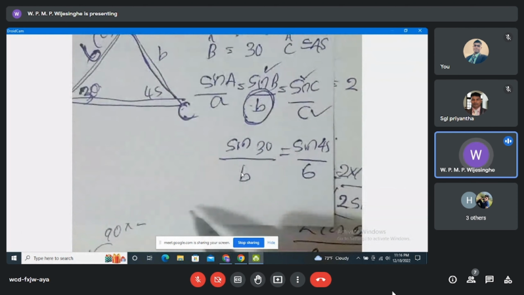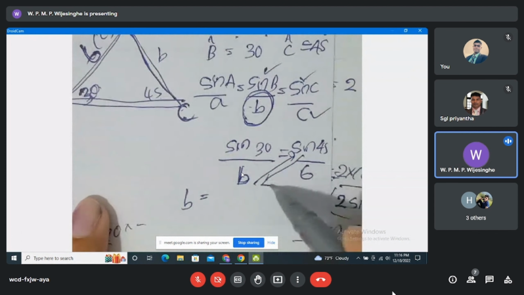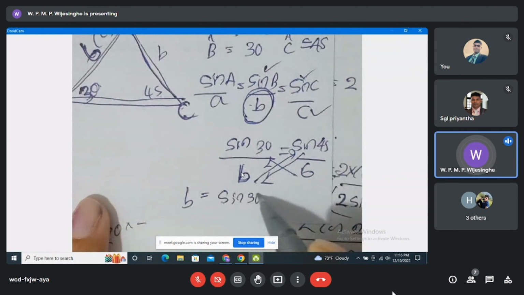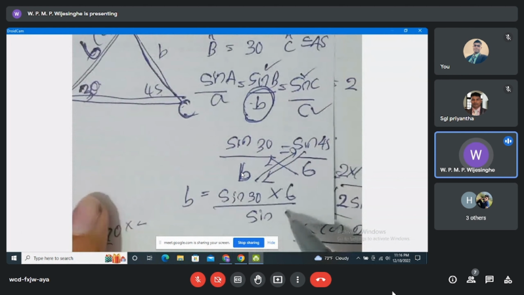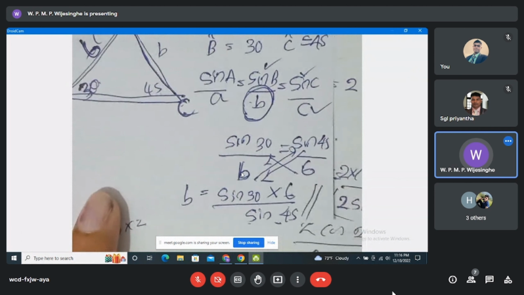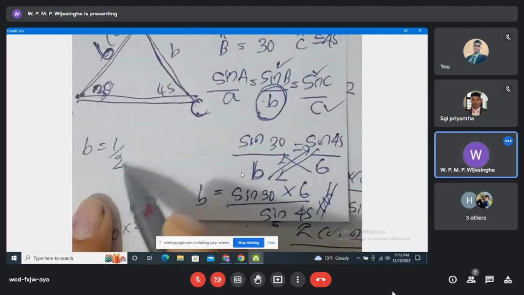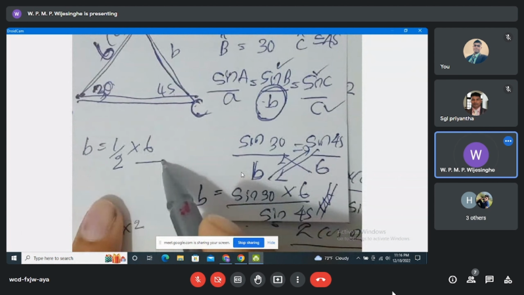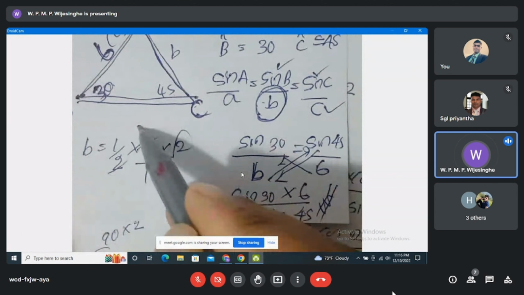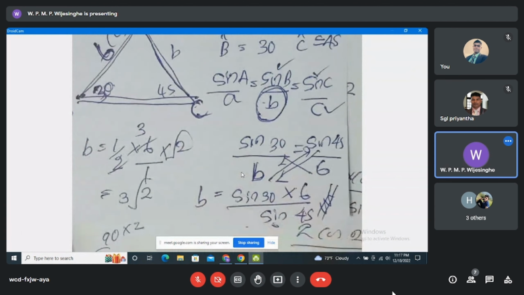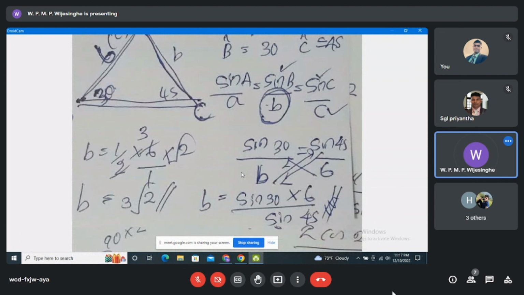Then simplify this and you can find b. Cross multiply: b equals sine 30 multiplied by 6, divided by sine 45. I think you remember sine 30 is half, times 6, and sine 45 is 1 over square root of 2. Then this one cancels, and we get b as 3 square root of 2.